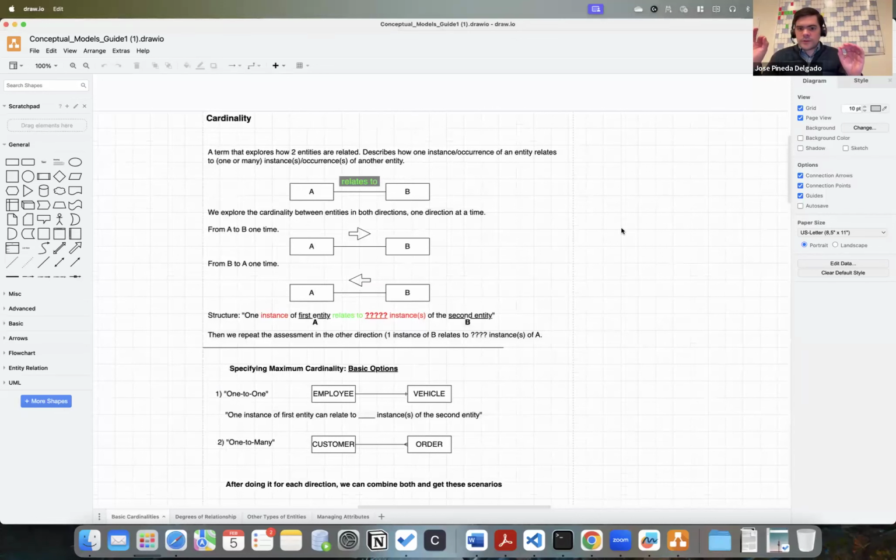Then we're going to be moving on to an expansion for the entity relationship diagrams called the enhanced entity relationship diagram, which allows us to do categorization. And we'll continue with that topic during the next week. So without further ado, let's just start this. All right, so let's start with the review.